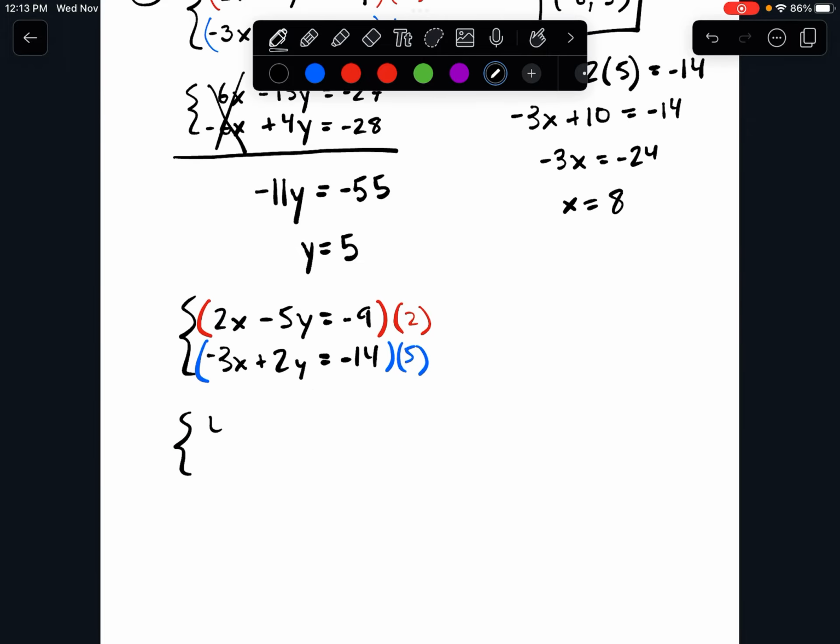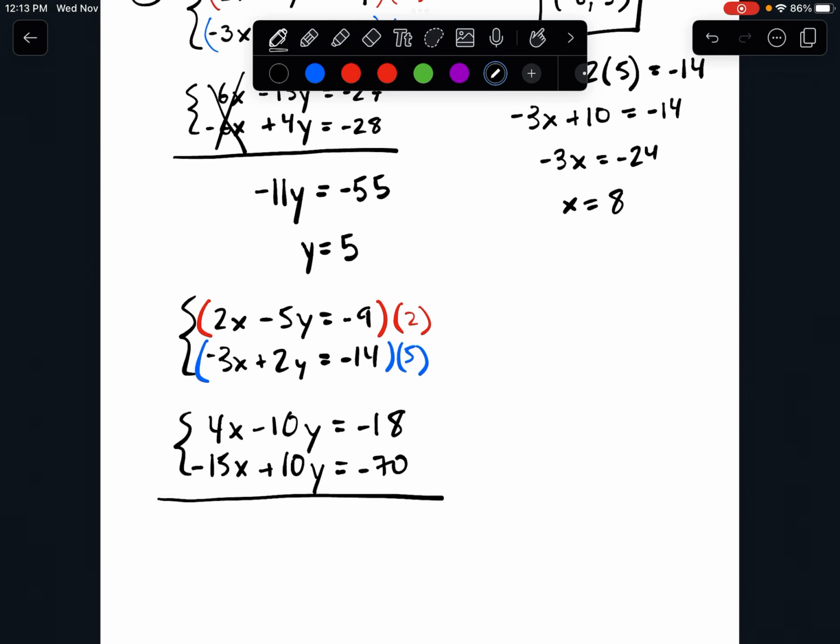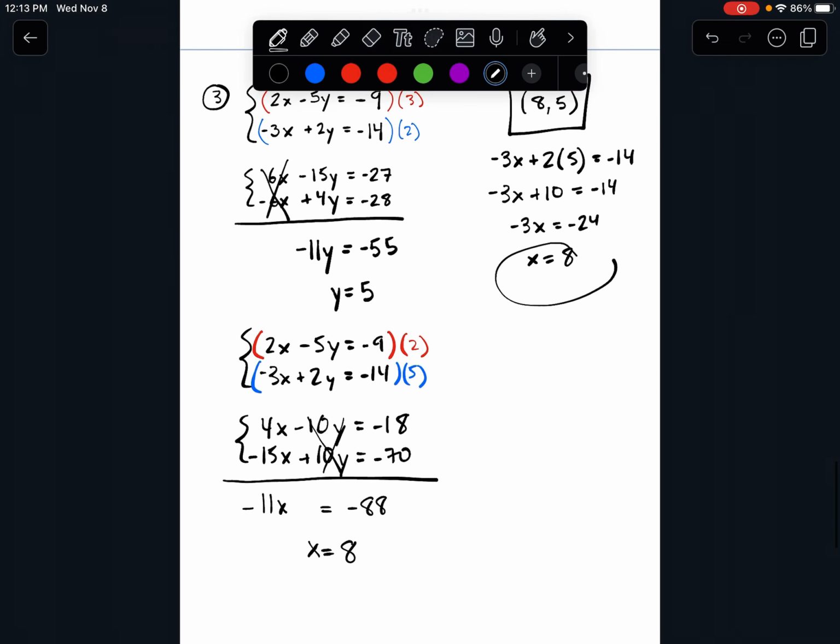Well, on the top, we get 4x minus 10y equals negative 18. And on the bottom, we get negative 15x plus 10y equals negative 70. And so if we add these together, we've got 4 minus 15 is negative 11x. These cancel, and that equals negative 88. So if we divide both sides by negative 11, we get x equals positive 8. And would you look at that? That's the answer that we would expect to get. And so then if I plug in an 8 for x, we get y as 5.